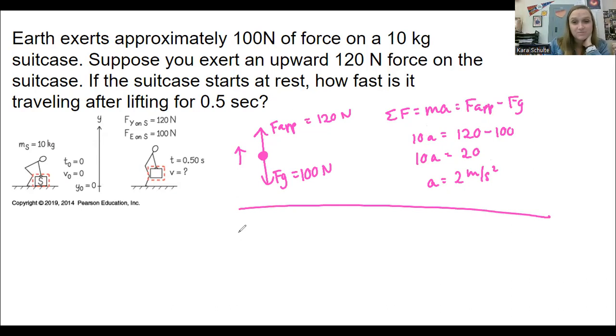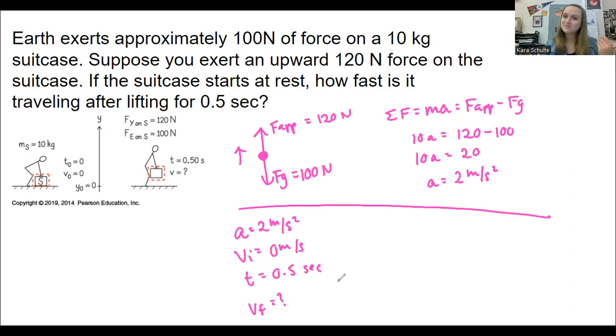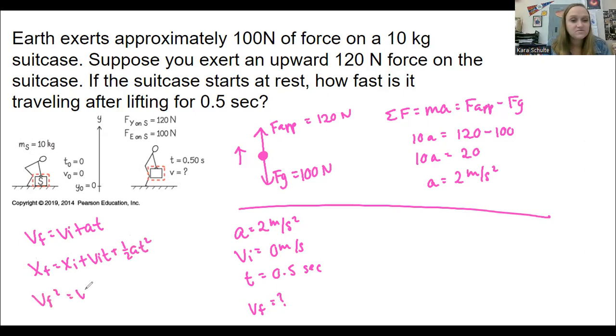So for the second part of this problem, we know acceleration is 2 meters per second squared. We know my object's going to start at rest. We know we've got a time of 0.5 seconds, and we want to solve for VF. We have to go back into that toolbox that we have and pull out kinematics, and I'm going to decide, looking at my 3 kinematic equations, remember, they are VF equals VI plus AT, XF equals XI plus VIT plus 1/2 AT squared, and VF squared equals VI squared plus 2A delta X.